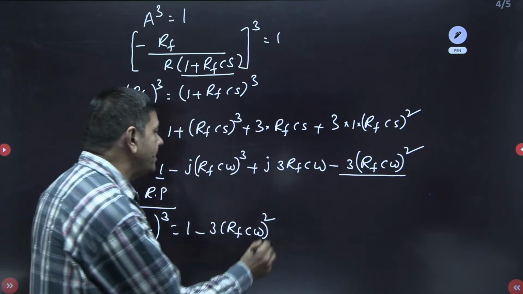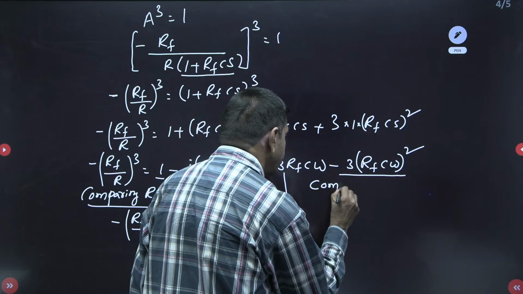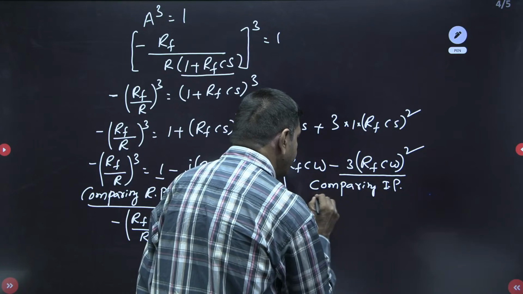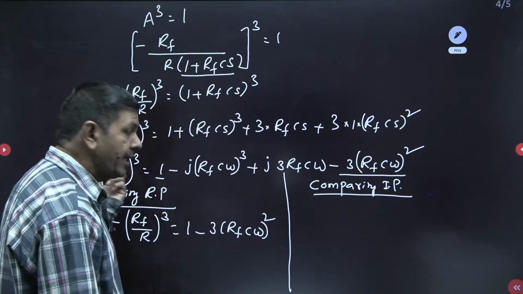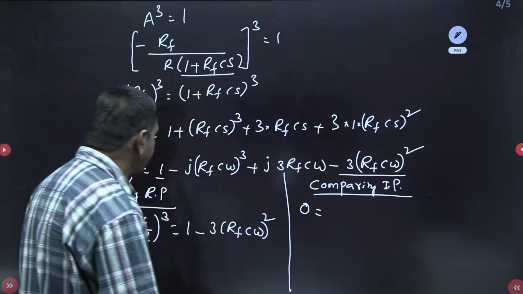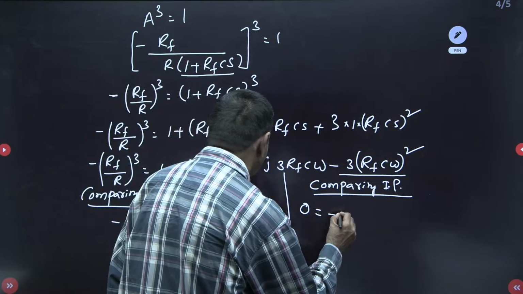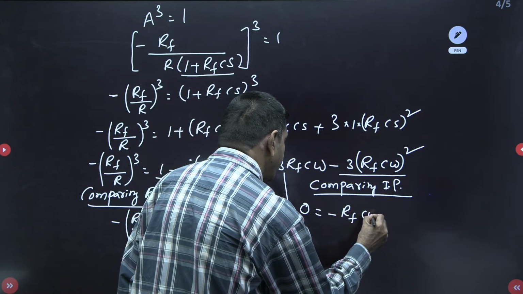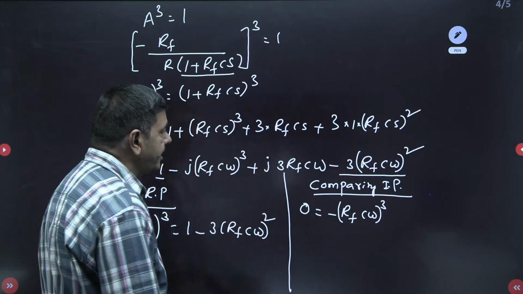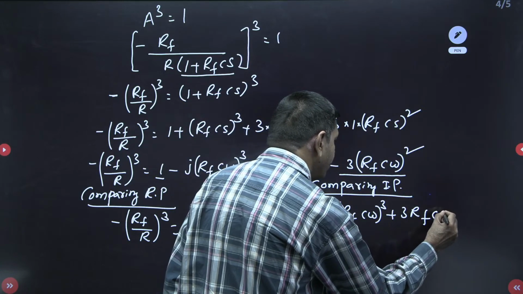How can I get that value? Please watch. I wish to compare the imaginary part here. This side I don't have any imaginary part, so I can directly put 0. The imaginary part on the other side has the coefficient of j: minus (RF C omega) whole cube, plus 3 RF C omega.